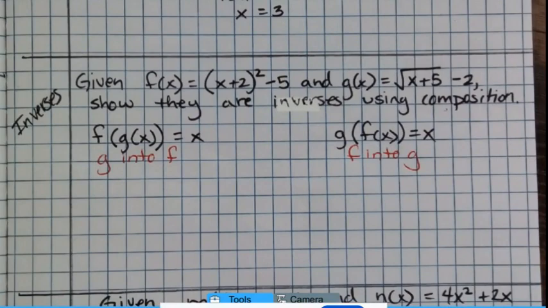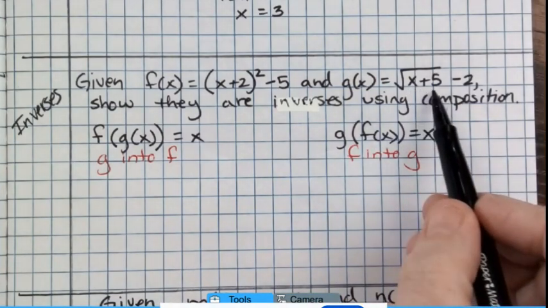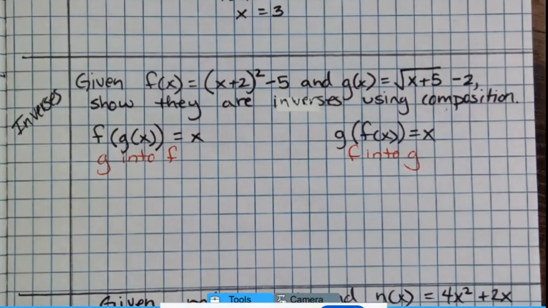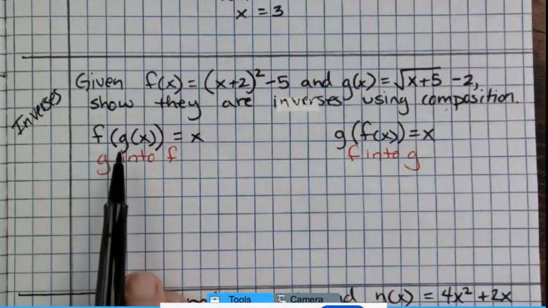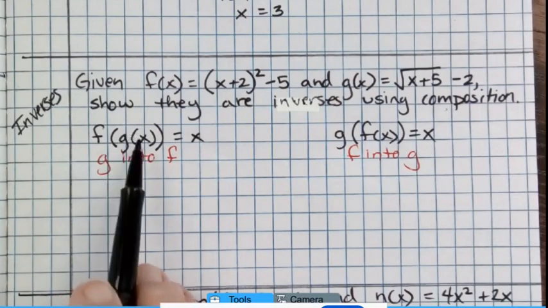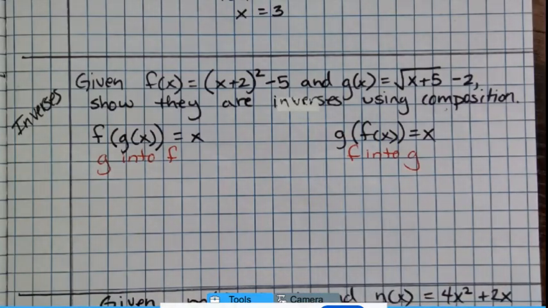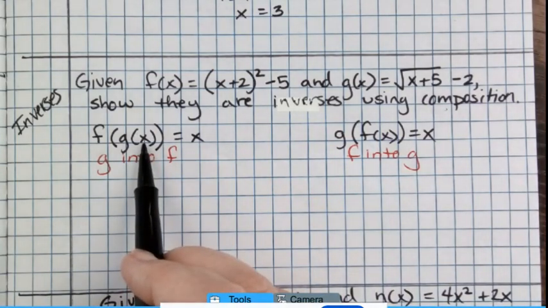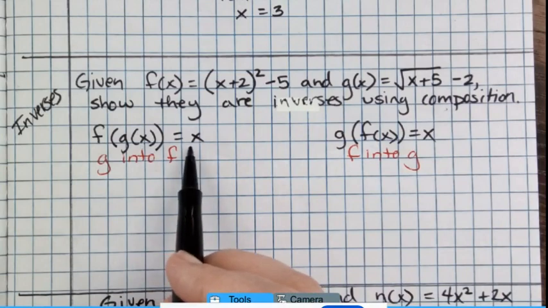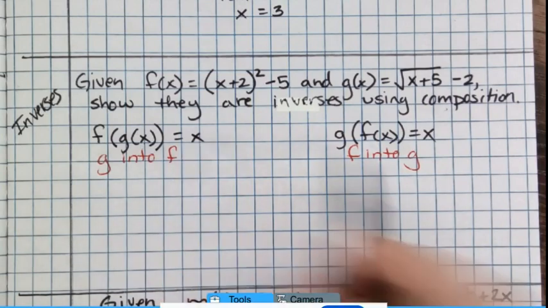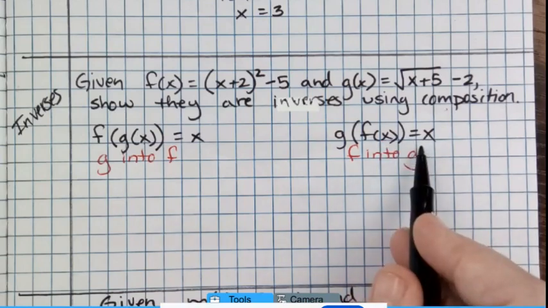So given f of x is equal to (x plus 2) squared minus 5, and g of x is equal to the square root of x plus 5 minus 2, we're going to show they're inverses using composition. To show inverses, you actually have to show both directions. So we're going to plug g into f, and then we're going to plug f into g. And if they are inverses, what you plug in should be what you get out. So you should be left with no math.